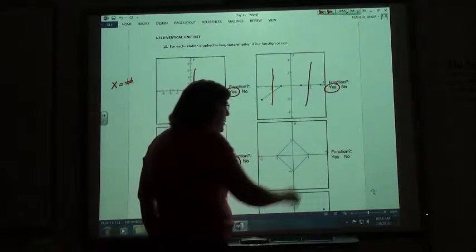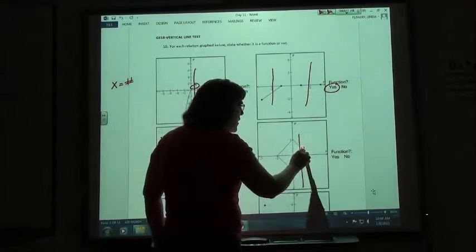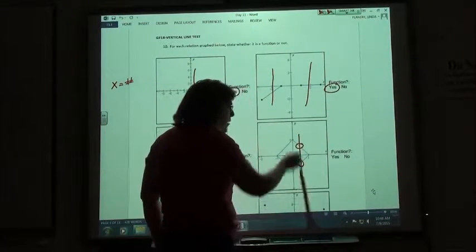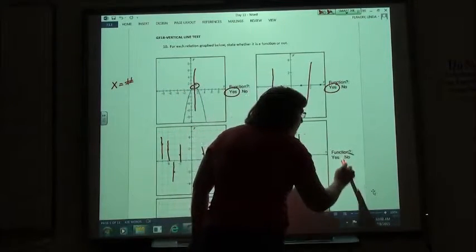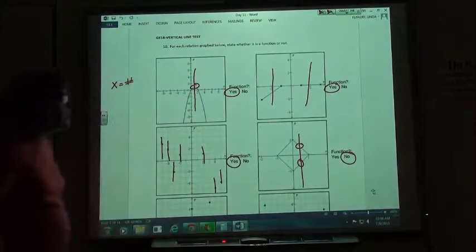If I draw my line right here, it's touching my graph here and here. So for this value of x, I have two values of y. It is not then going to be a function.